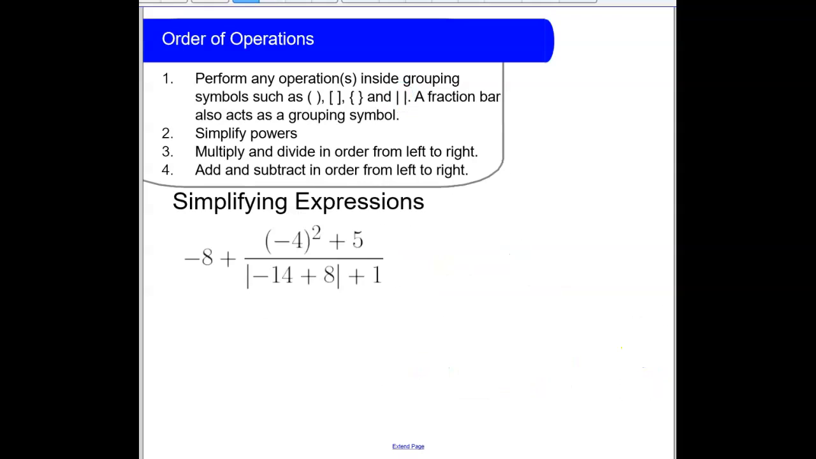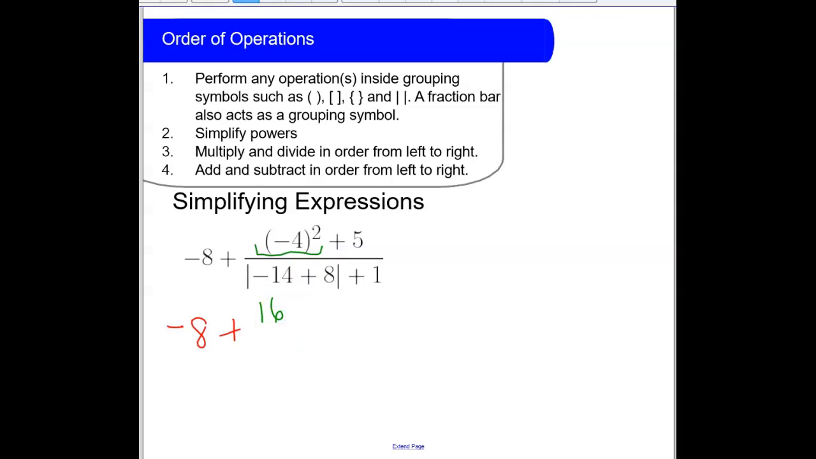All right, here's one for you to try on your own. So first, I've got this negative 8 here. I look at my numerator. I am going to take negative 4, that quantity, and square it. Well, negative 4 squared is 16.